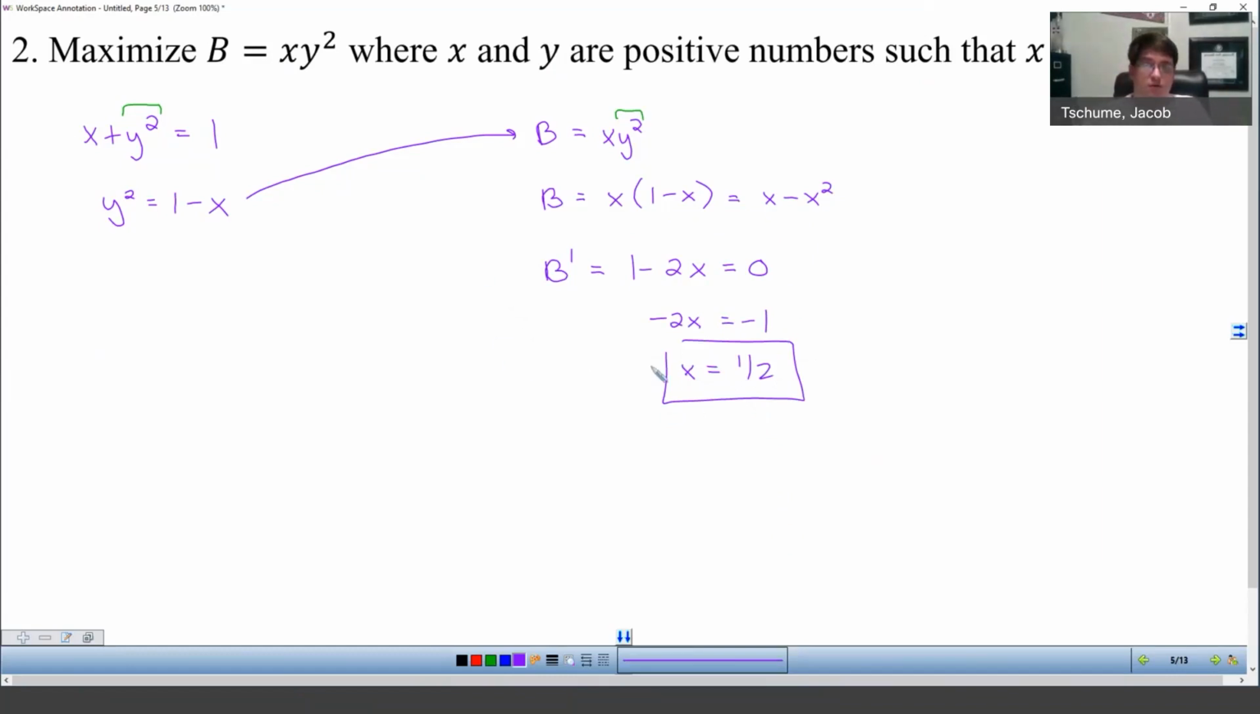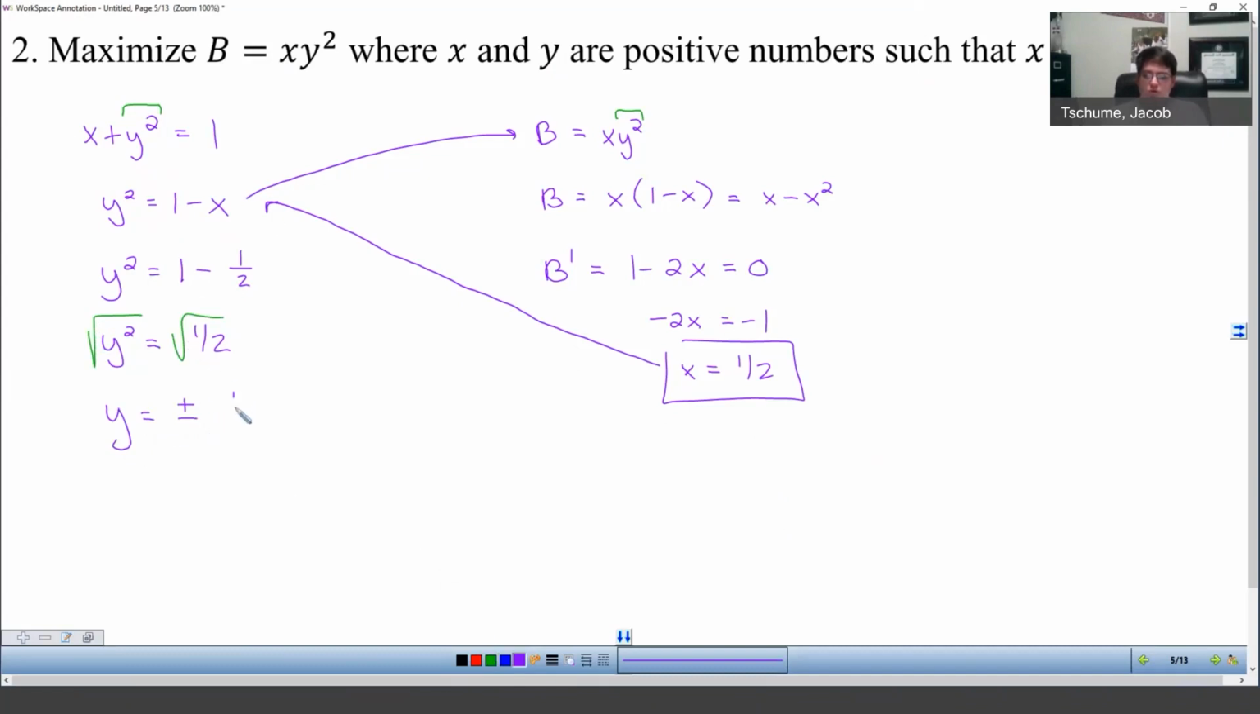To get the y value of this problem, I'm going to substitute this back into my equation. And we'll have y squared equals 1 minus 1/2. So y squared is equal to 1/2. And when you take the square root of both sides, you will end up with technically y equals plus or minus the square root of 1 over the square root of 2. The square root of 1 is 1, and root 2 is an irrational number. If I were to rationalize this like you do in an algebra class, I would multiply the top and bottom by root 2, and you get plus or minus the square root of 2 over 2.